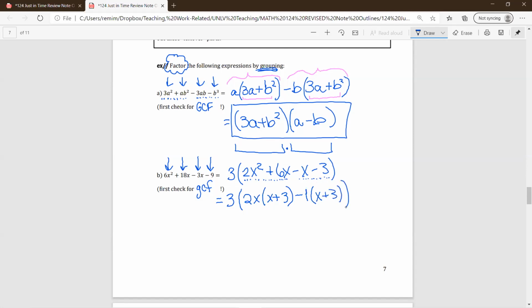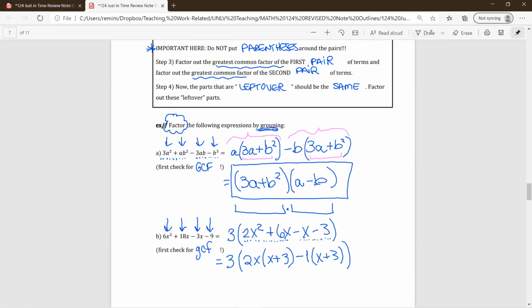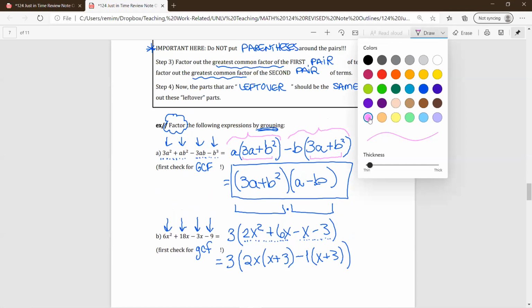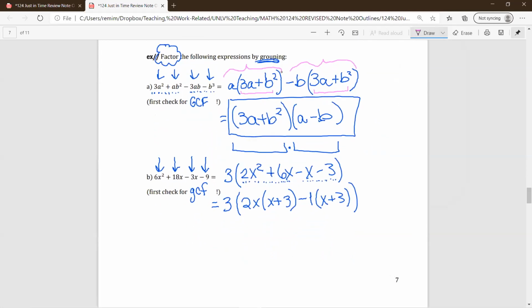So close that off. That's step 3. Step 4 says that the parts that are left over should be the same. Let's look. Here's a leftover part when we factored out the GCF, and here's the other leftover part. And just ask yourself, did they come out the same? Well, x plus 3, yep, that's exactly the same as x plus 3. So that means we're on a good track.